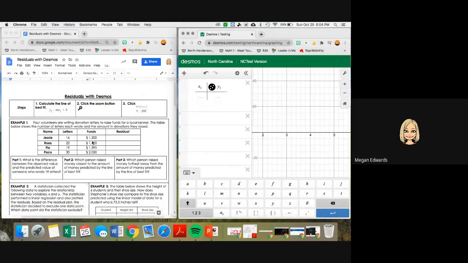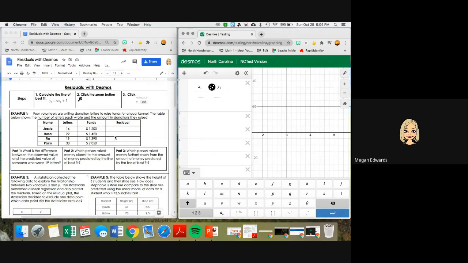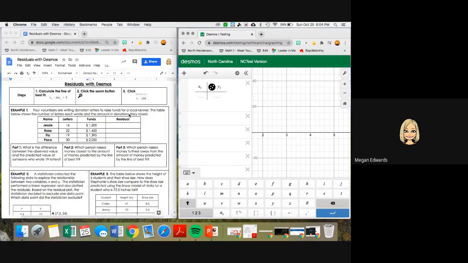All right, so yesterday you guys learned how to calculate the line of best fit in Desmos. And today we're going to be adding a step in order to calculate the residual with Desmos. So the first thing you're going to do is find that line of best fit. So you're going to do the same thing you did yesterday.